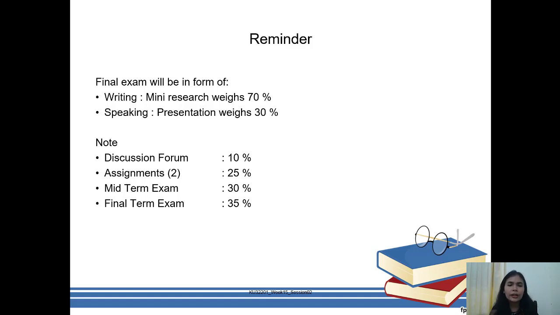And as a note, everyone, for our final score, there will be 10% for discussion forum, assignments 25%, midterm exam 30%, and the final exam 35%. And by the way, for the final exam, you need to know that in the writing it will be a group score, but in the speaking it will be an individual score.